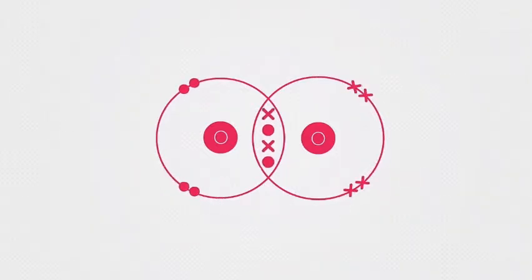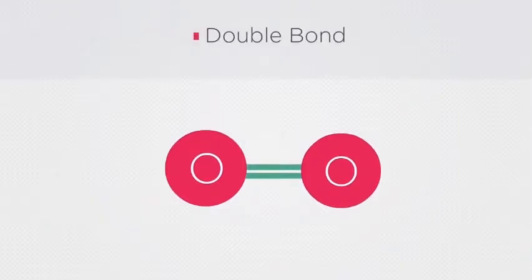The fact there are 2 shared pairs of electrons in the middle where the shells overlap means that the oxygen molecule O2 has two covalent bonds connecting each oxygen atom. This is called a double bond.